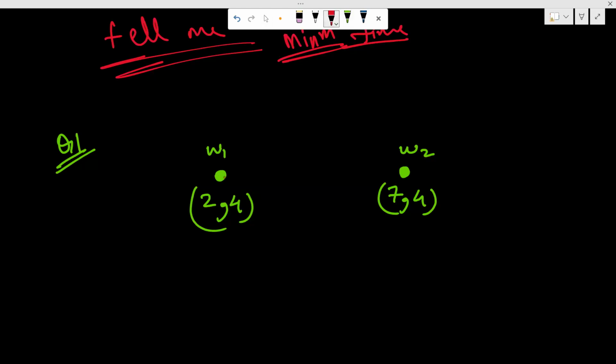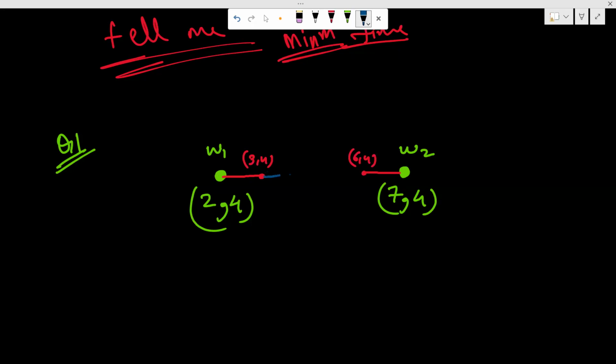What will happen after 1 second? This will extend till here and this will extend till here. So this is the point 6, 4. This is the point 3, 4. They will extend in other directions as well, but it does not matter to me because this is the shortest possible distance, right?